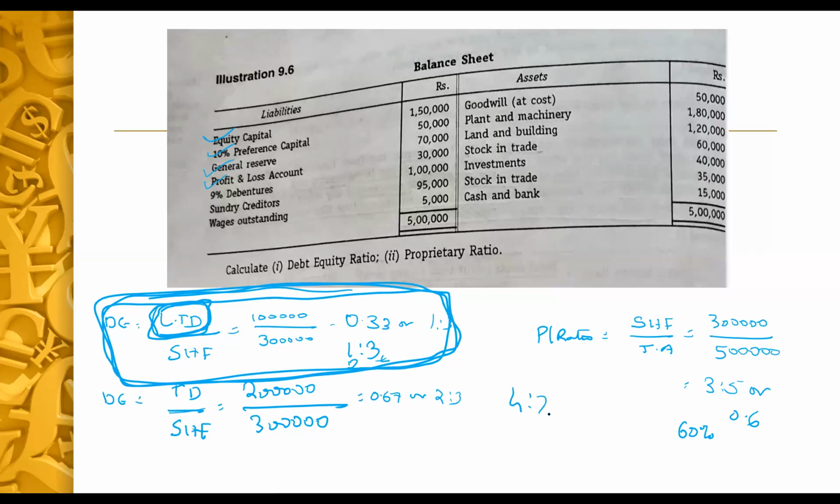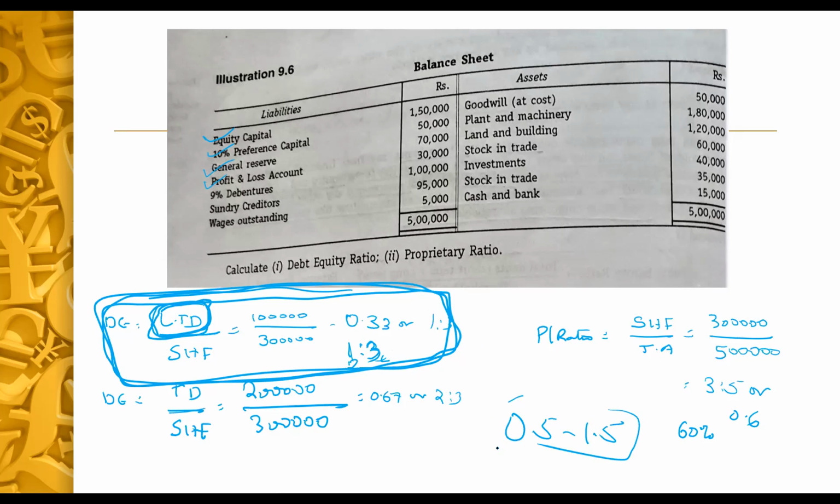So if the ratio was 4:2, this is not at all satisfactory. But in this case it is 1:3, so after paying interest there will be sufficient amount to pay dividend to the shareholders. So this is satisfactory. That's it. And what about our proprietary ratio? What is the ideal proprietary ratio?